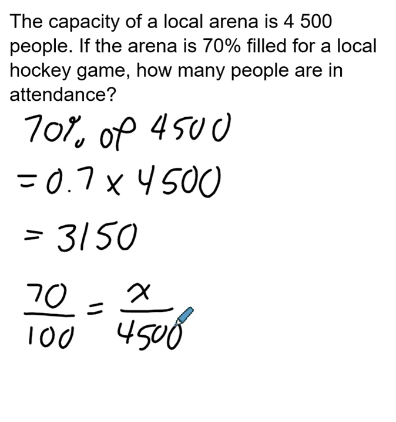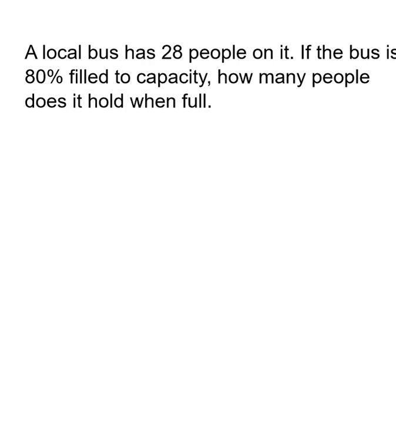Okay? Let's look at one example that's a little bit more challenging. So this says that a local bus has 28 people on it currently. The bus is 80% filled to capacity. The question is, how many people does the bus hold when it is full? So this is not saying what's 80% of the 28 people. This is saying 80% of some unknown number that we don't know will equal the 28 people. So I could write that as 80% of, we'll call it X, equals the 28 people.